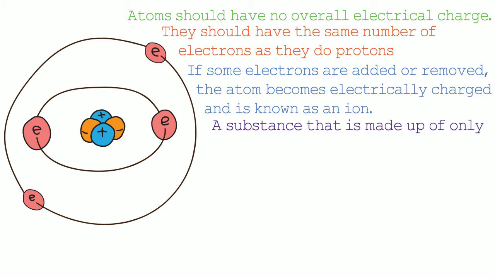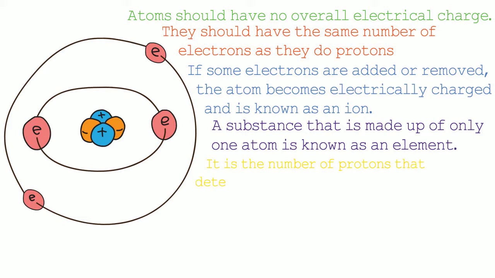A substance that is made up of only one atom is known as an element. There are over 100 different elements. Elements are represented by 1 or 2 letter symbols. This makes it easier and quicker to write out formulas and chemical compounds. It is the number of protons that determines what type of element an atom is. All atoms with the same number of protons are the same element.